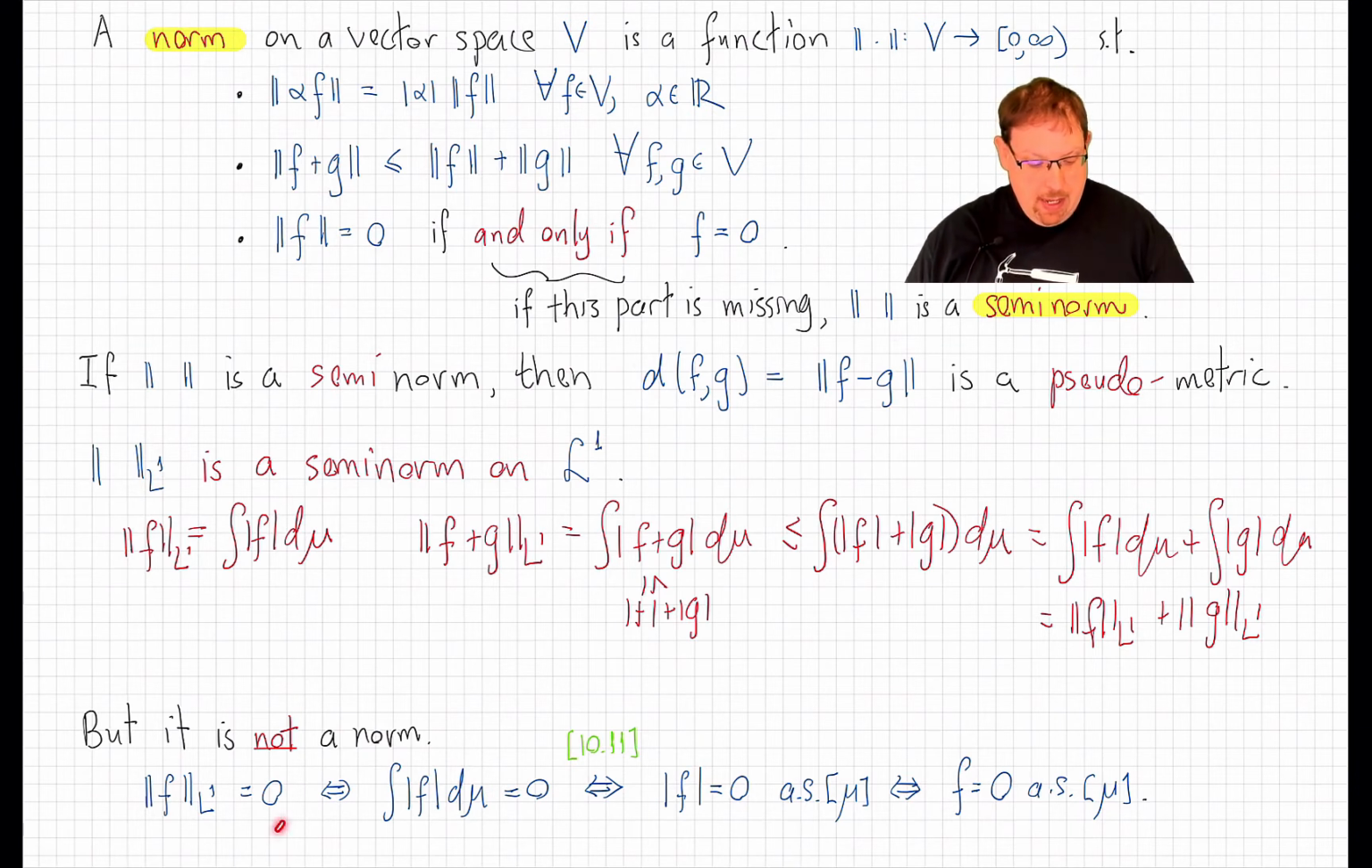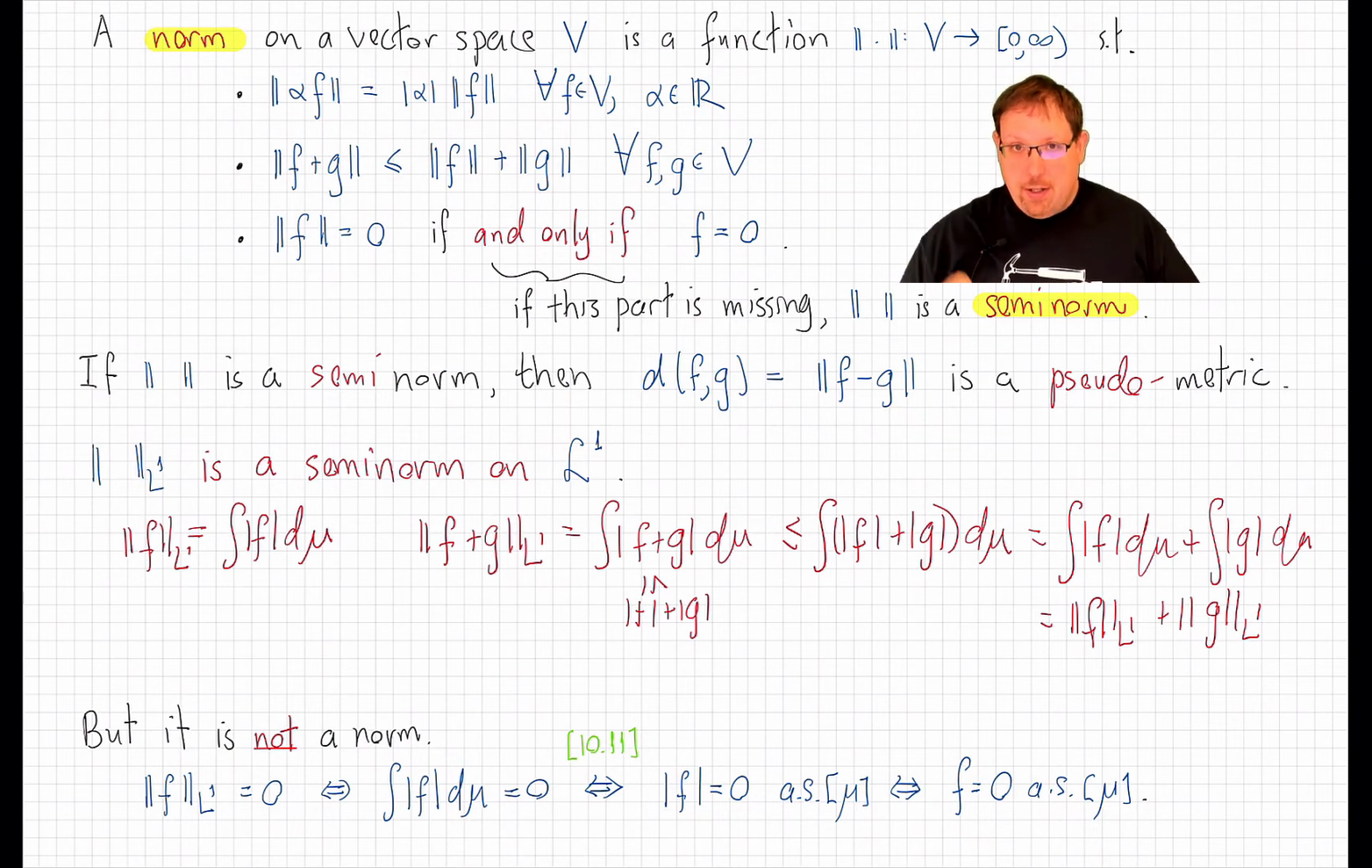So all of the properties of a seminorm are verified, but it's not a genuine norm, typically, because the L1 norm being 0 means that the integral of the absolute value of this function is 0. Well, the absolute value is a non-negative function, and as we proved last time, this happens if and only if that non-negative function is equal to 0 almost surely with respect to the measure. And of course, since the absolute value of a number is 0 if and only if the number is 0, that means that the norm of a function is 0 if and only if it is 0 almost surely. But that doesn't mean that it's 0. It just means that it's 0 off of an arbitrary null set.